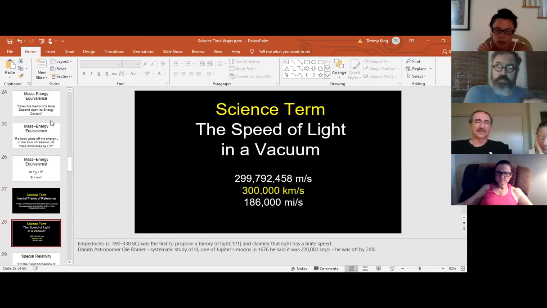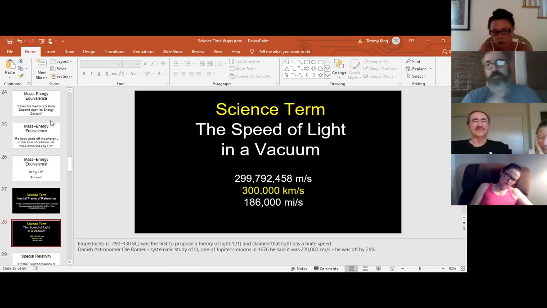The second science term we need to talk about is the speed of light in a vacuum. Technically, the most accurate calculation so far is 299,792,458 meters per second. So I will always use the approximation of 300,000 kilometers per second. Kind of an interesting backstory.